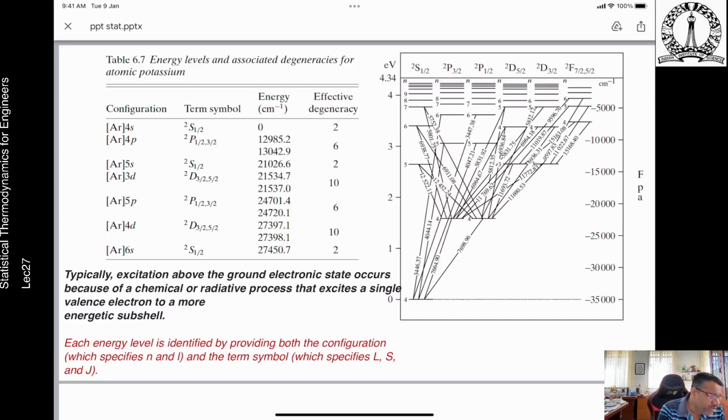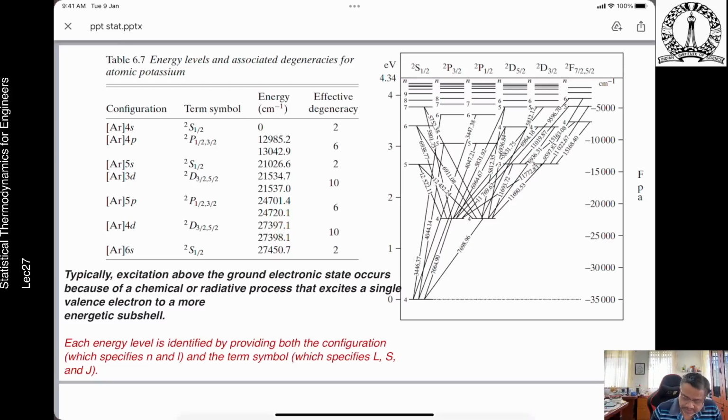But as you can see, this is a typical energy level diagram for potassium. It indicates what the allowable energy levels are and what the allowable energy transitions are that you can have. As a result of that, you can also construct diagrams in which you can see which are the allowable energy levels as well.